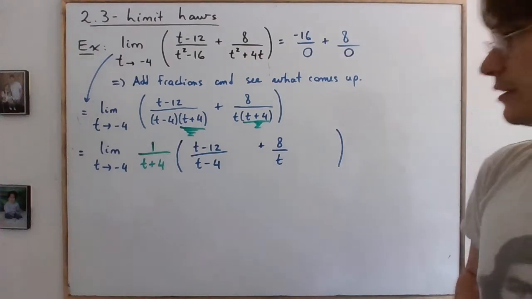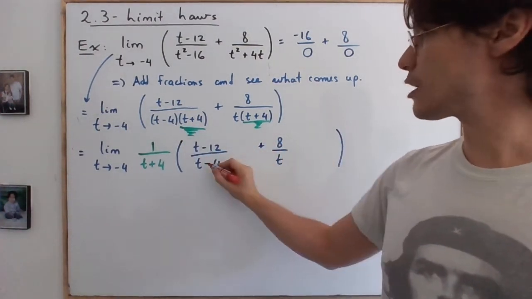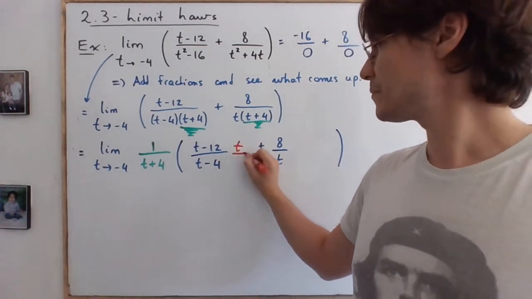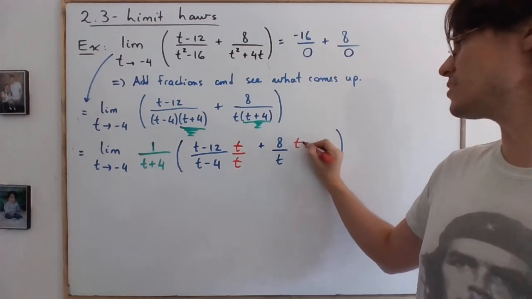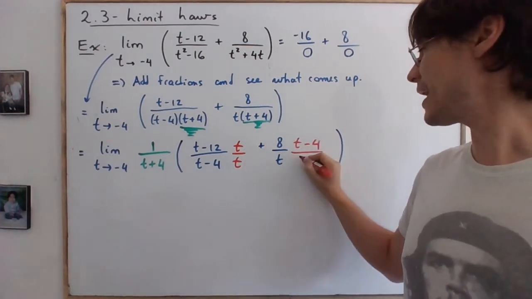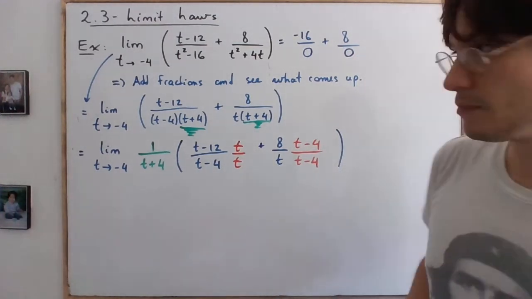Now here goes the next step. I'll choose a different color, let's say red. So we put under common denominator. This one is missing t, so we multiply and divide by t. And this one is missing t minus 4, so we multiply and divide by t minus 4.